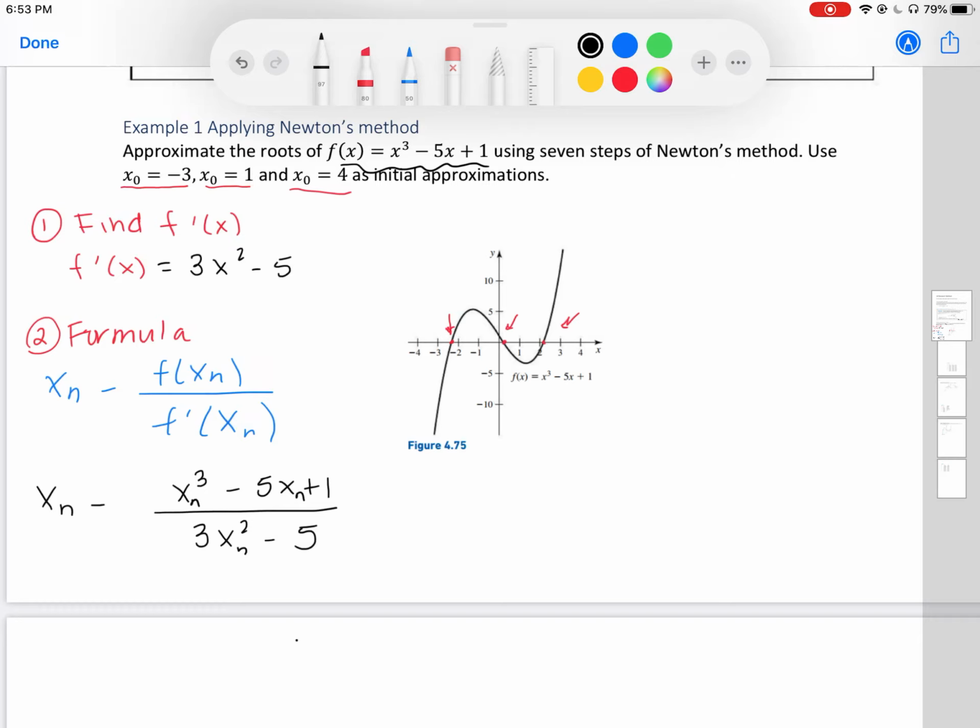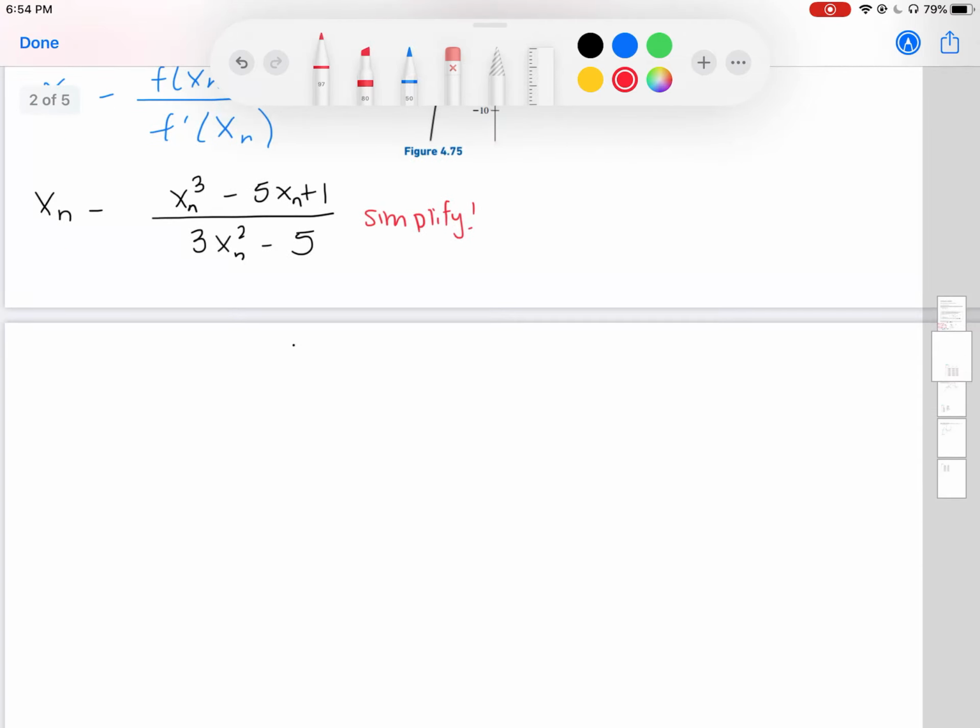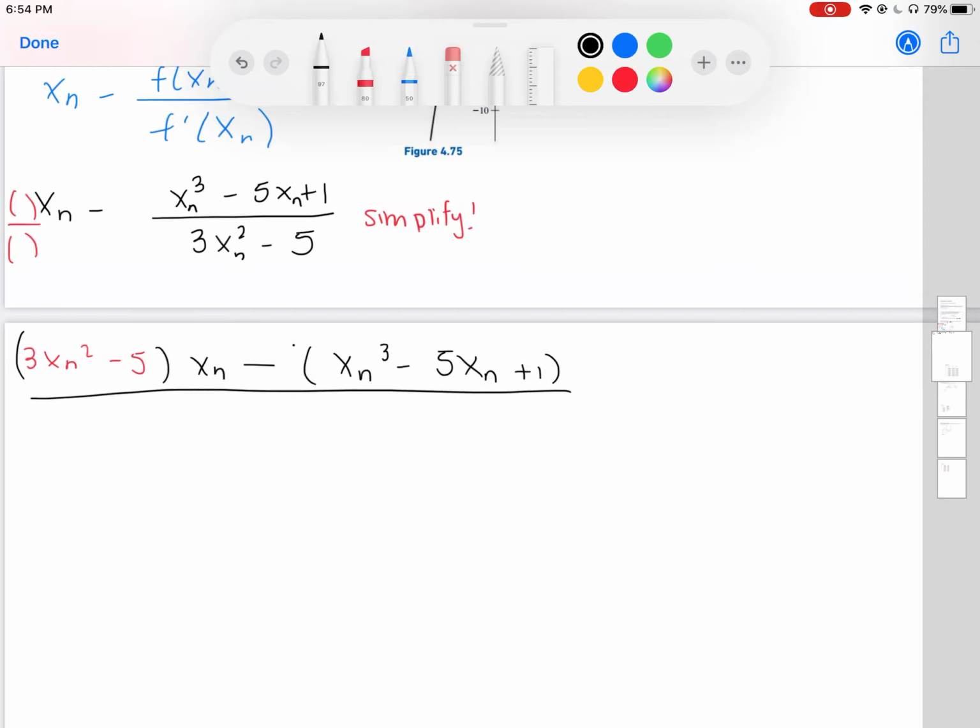Okay, now for the sake of always working with that same equation that comes from our formula, let's go ahead and clean it up. So let's go ahead and simplify. All right, so we need to multiply the denominator to that first one, so that we get 3x n squared minus 5 times x sub n minus x sub n cubed minus 5x sub n plus 1, all over 3x n squared minus 5. Okay, and all we're doing here is cleaning it up.